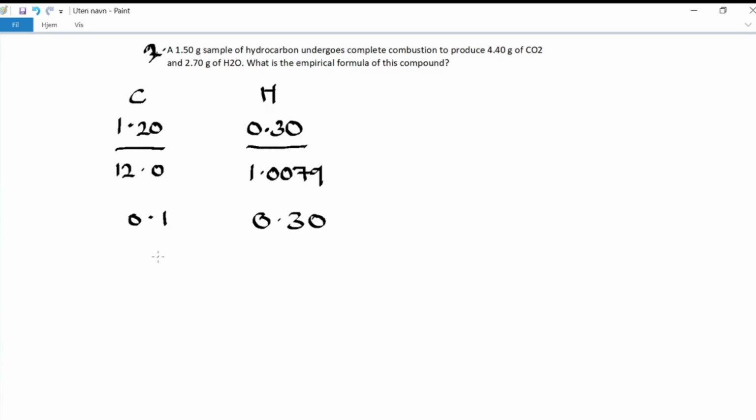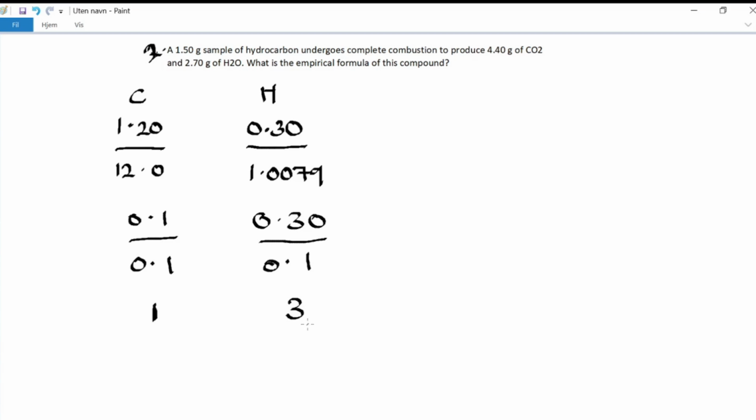So step 3 is to divide these numbers with the smallest one among them to find the whole ratio. That means we will use 0.1 since it's the smallest. So we will divide them by 0.1. This will give us 1 for carbon, and this will give us 3.